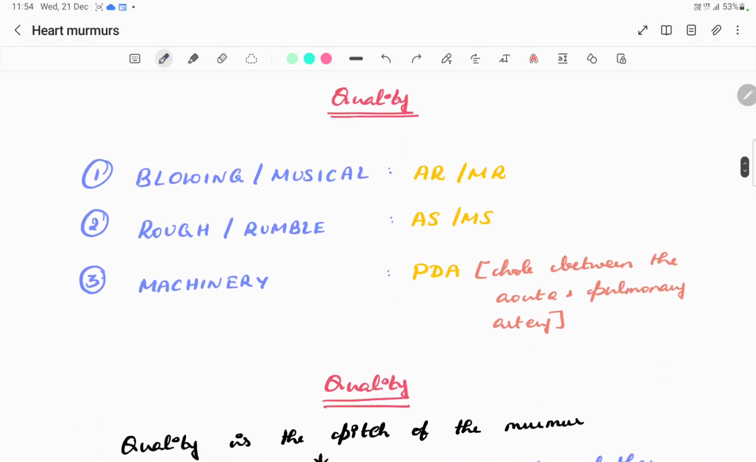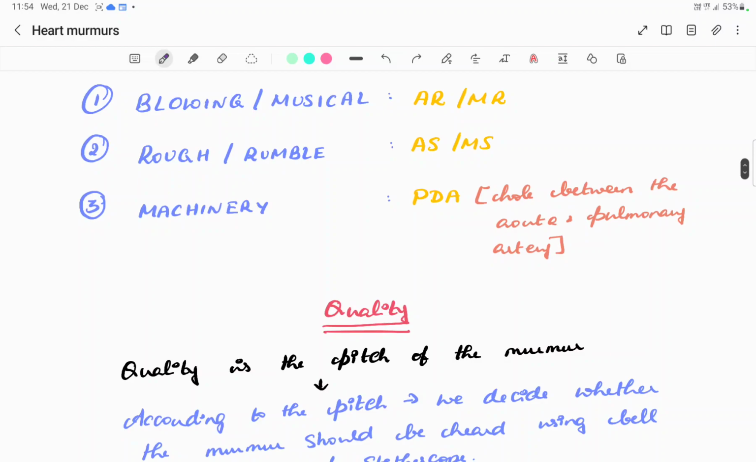What is the quality? Most regurgitative murmurs have a blowing sound, which is not rough, it is musical. Whereas the stenosis murmurs have a rough, rumbling quality. And there's something known as a machine-like murmur which occurs in the patent ductus arteriosus, which is basically a connection between the pulmonary artery and the aorta.